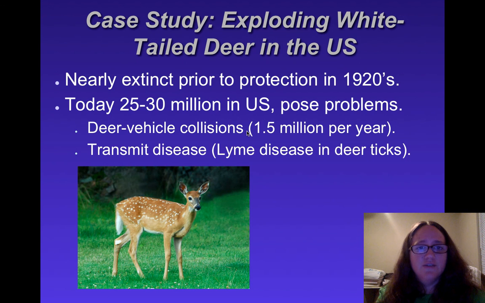They cause a lot of vehicle collisions, 1.5 million per year, which poses risks to humans and also our property. They also transmit diseases, Lyme disease specifically. There are deer ticks, ticks that get on deer and then get on other animals and also humans and transmit disease. So this is one of the reasons why we have such a big deer season in the United States, because it's really encouraged to go and shoot some of these for population control, if that's your thing.